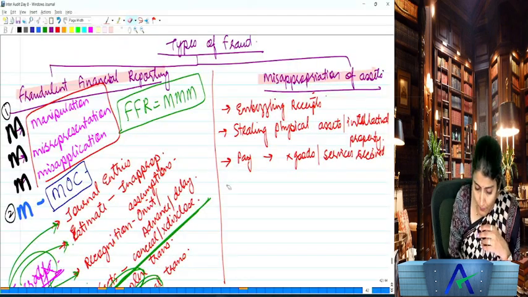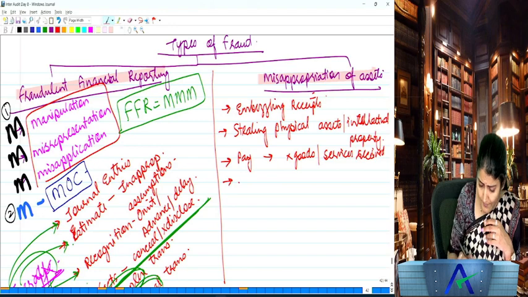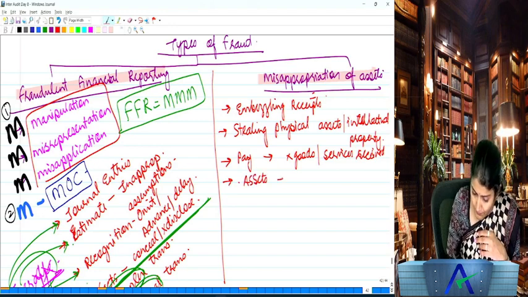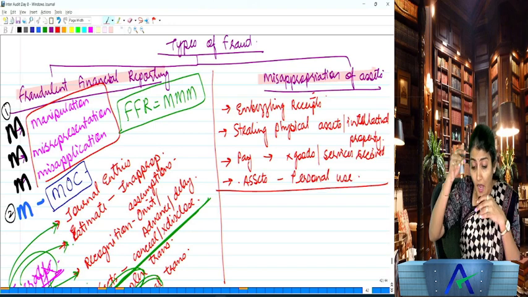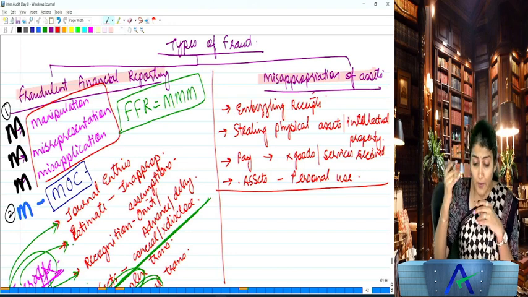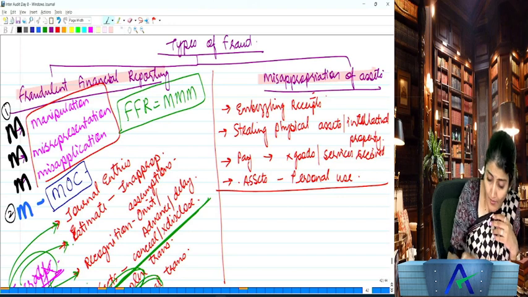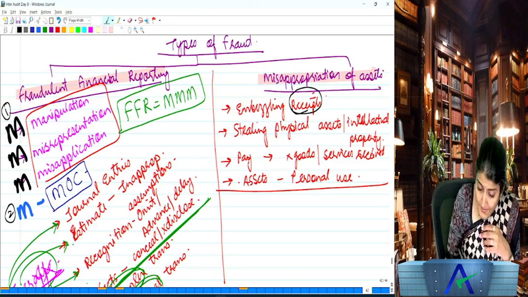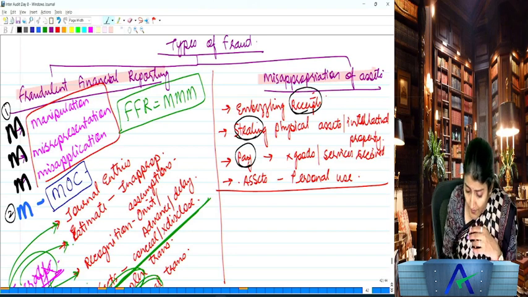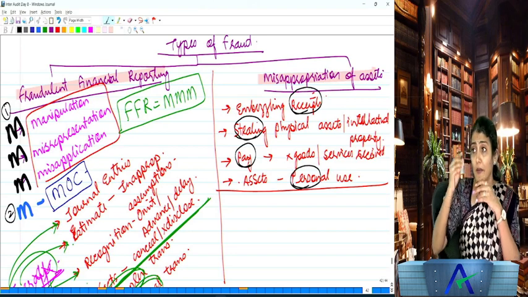Okay, so what does it say? Using the entity's assets for personal use, that is, using the assets of the company for personal use. So this is how the misappropriation of assets can be done. How can it be done? By embezzling the receipts or stealing the assets, or by making the entity pay for goods and services not received, or by using the assets of the company for personal use.